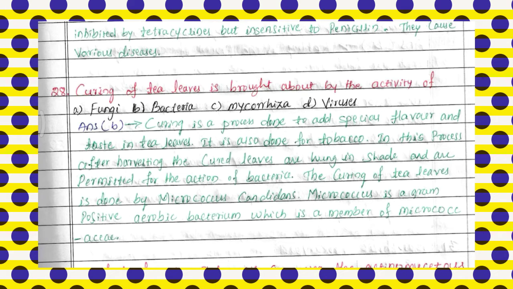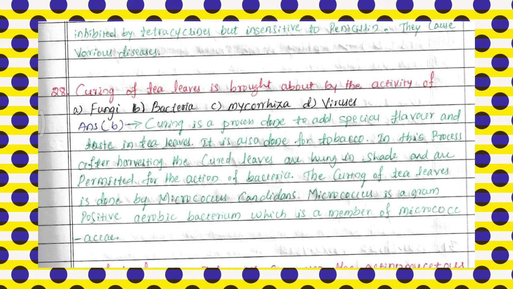I start NEET Biology Chapter 2, Biological Classification, question number 28. Curing of tea leaves is brought about by the activity of which of the four options given: fungi, bacteria, mycorrhiza, viruses. Answer is B. Curing is a process done to add flavor and taste to the tea leaves. It is also done for tobacco.